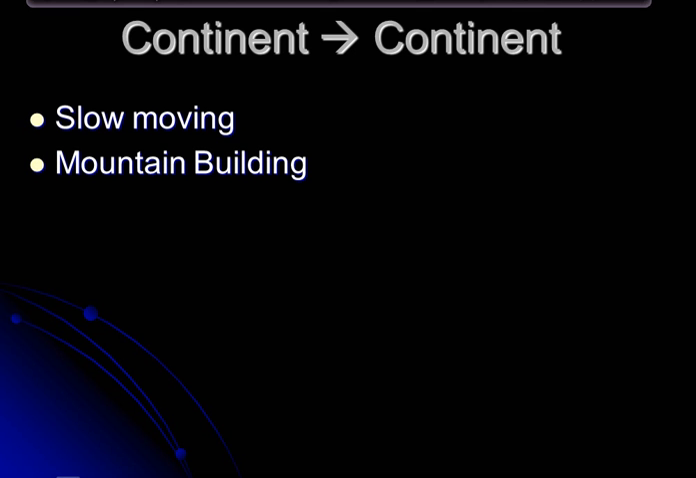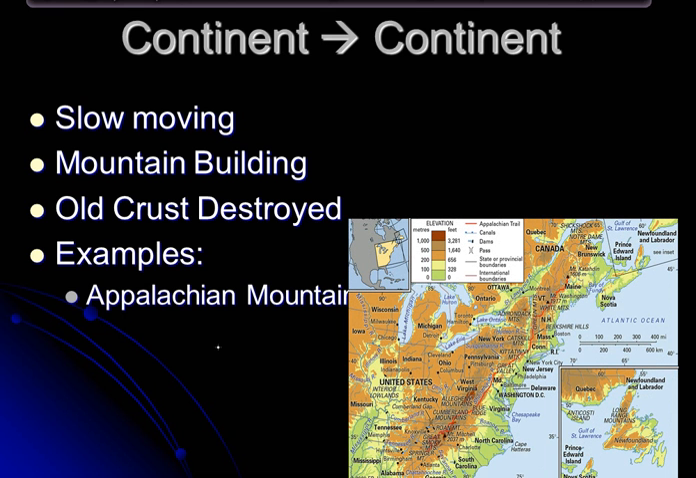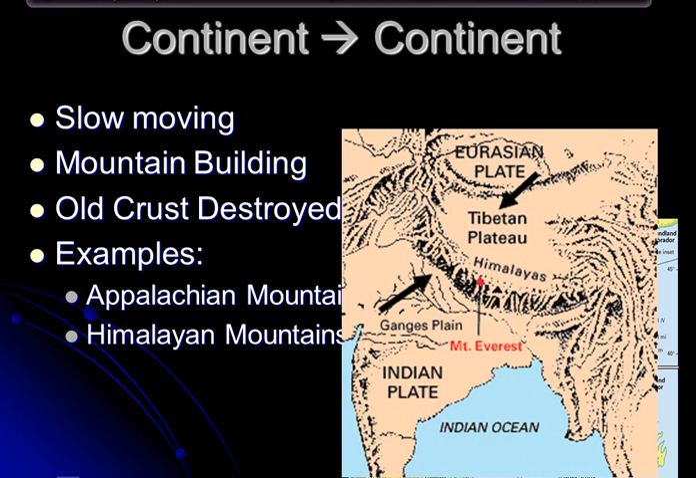Let me go over a few things here, slow-moving plate boundaries. We get mountains built, and we get old crust destroyed. An example, I was just talking about the Appalachian Mountains, which are right here. They formed way back when, during Pangea, when all the continents were mushed together, from a continent-to-continent collision. And just as the Himalayan mountains, where the Indian plate is crashing into the Eurasian plate, and when it does that, it's building a mountain range right here, which is what we call the Himalayas.